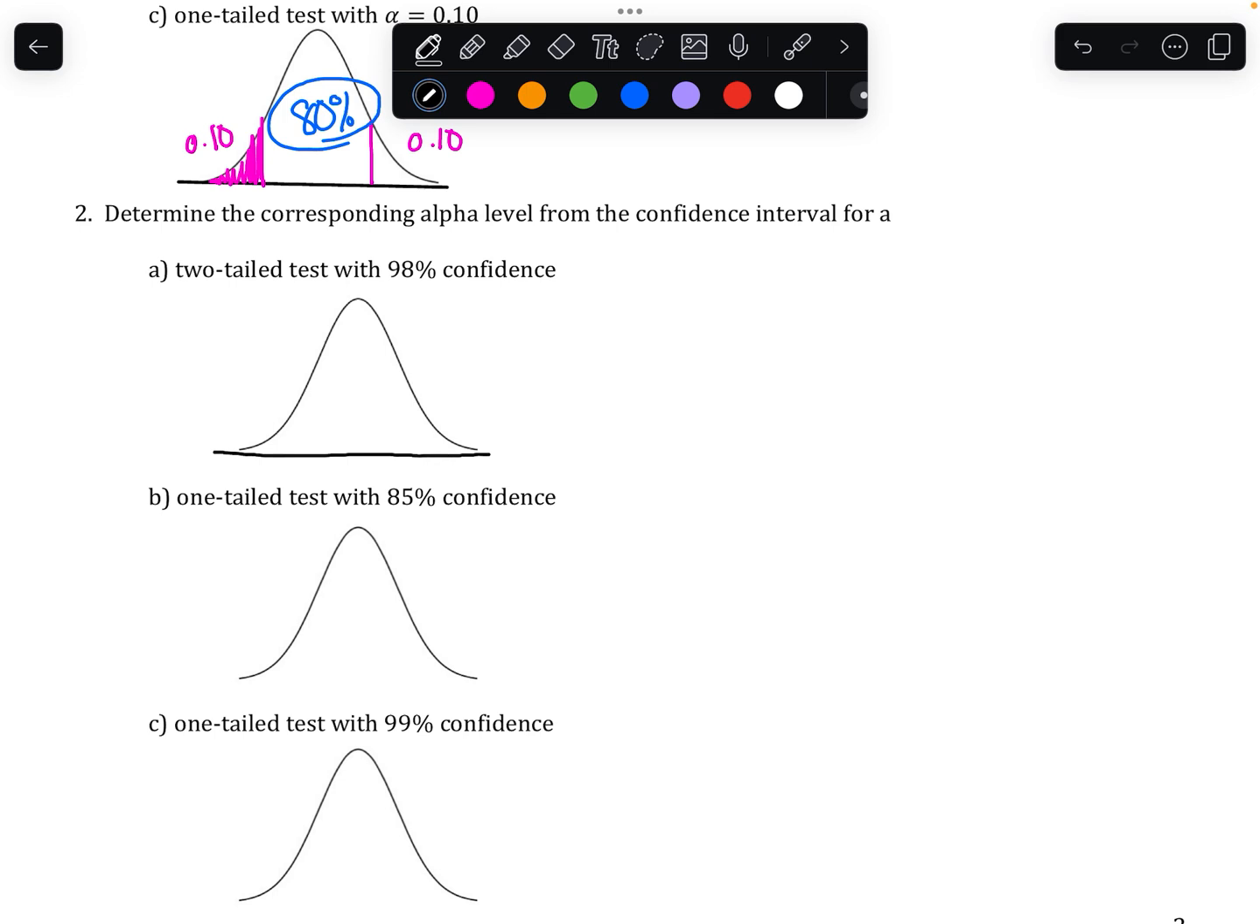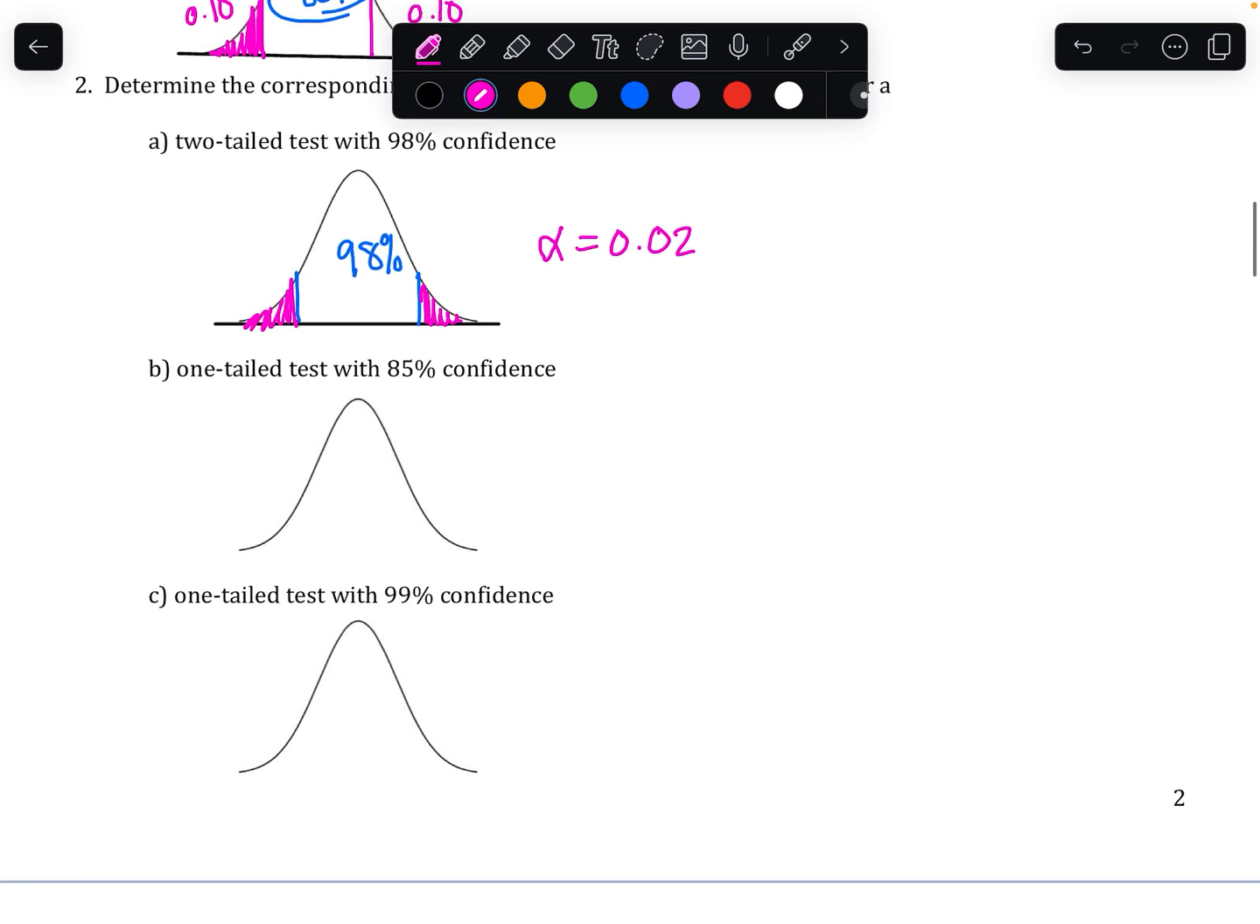Okay, so two-tailed test with 98% confidence. We know that our 98% is going to be centered in the middle. So what's left over? Well, I care about both tails. So alpha is going to be 0.02. And notice how the confidence interval level is a percent, but alpha we leave as a decimal. That's important, okay?